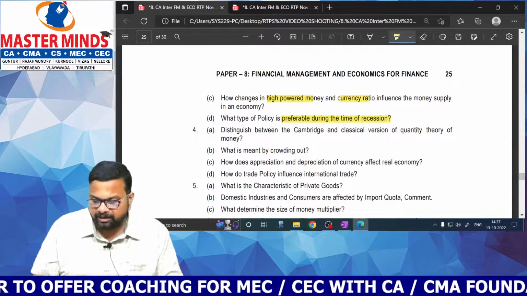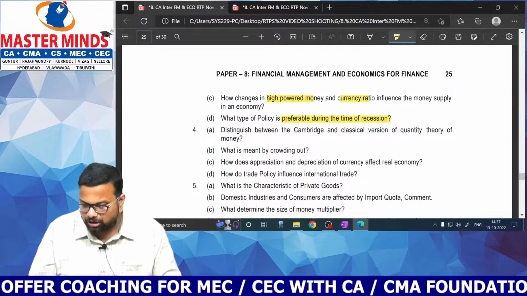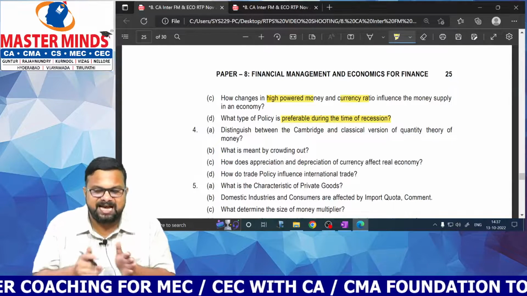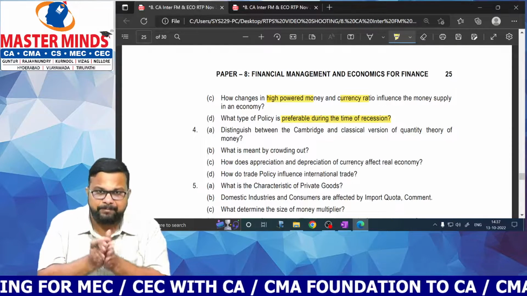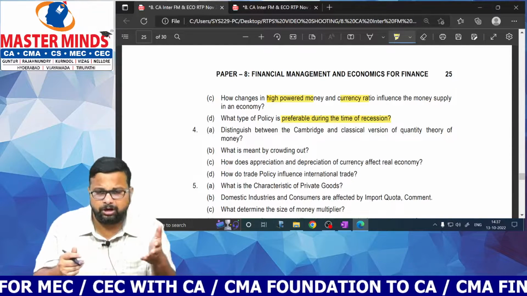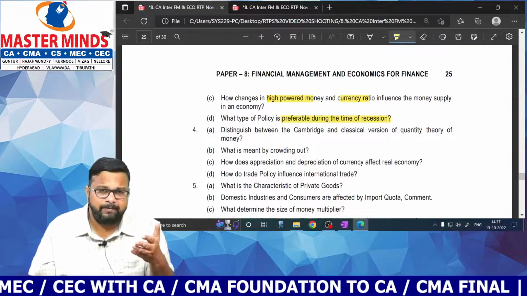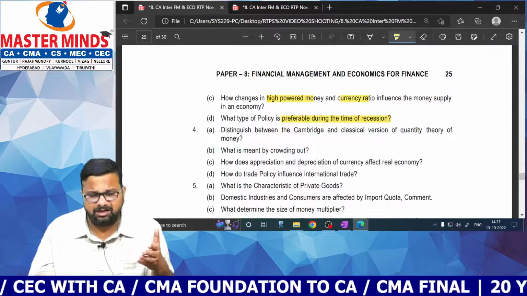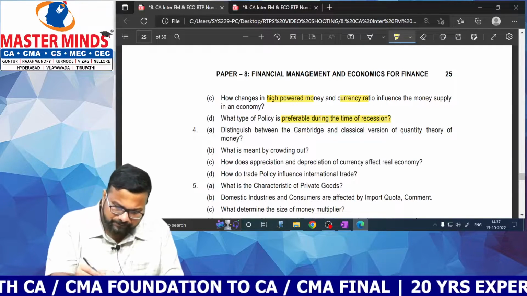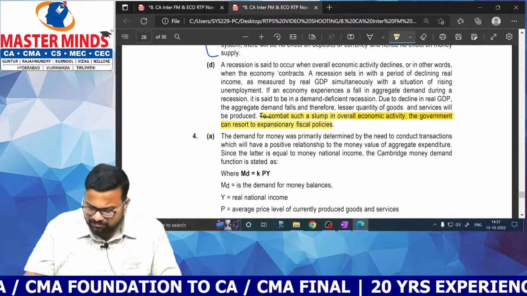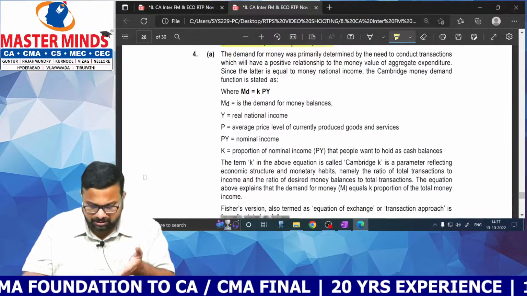Next, distinguish between the Cambridge and the classical version of the quantity theory of money. That means it is asking to differentiate between QTM, the quantity theory of money given by Irving Fisher, and the Cambridge approach, given by four economists: Alfred Marshall, A.C. Pigou, Robertson, and John Maynard Keynes. And there is one more economist. The same thing can be written either in column form or theoretically.